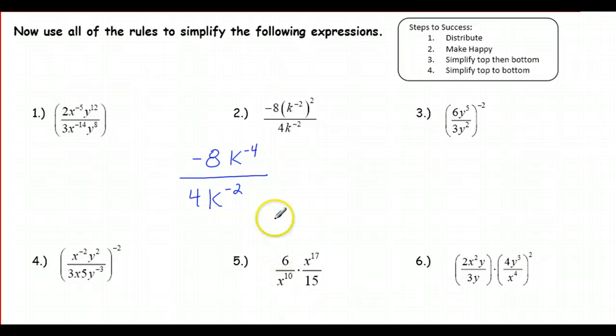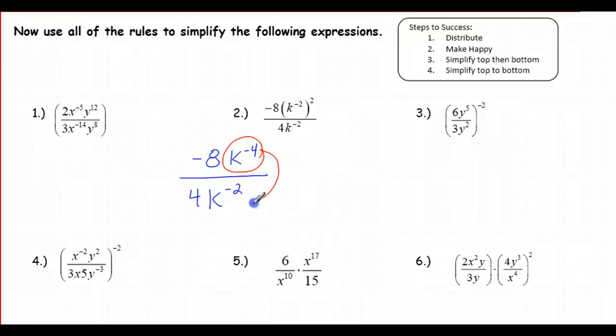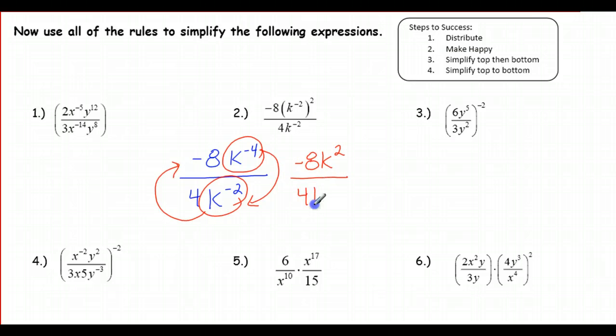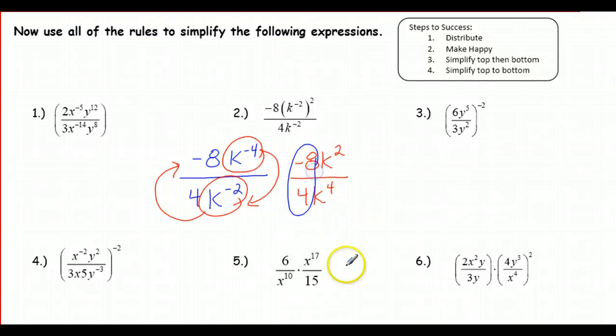Alright, so now I want to get rid of my negative exponents. I'm going to take k to the negative 4th, and I'm going to move it to my denominator, and k to the negative second and move it to my numerator. So now we have negative 8 k to the positive second over 4k to the positive 4. Alright, the next thing I'm going to go ahead and do is reduce my fraction, negative 8 over 4. Well, negative 8 over 4 is both divisible by 4, and so that's going to reduce to a negative 2 k to the second over k to the 4th.